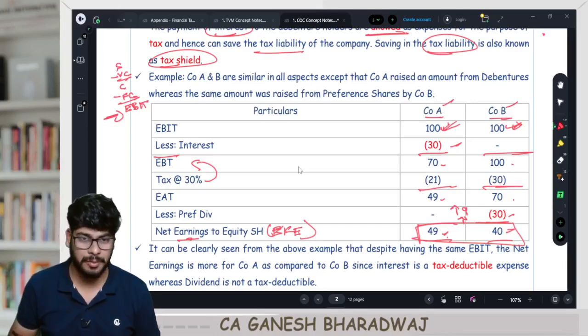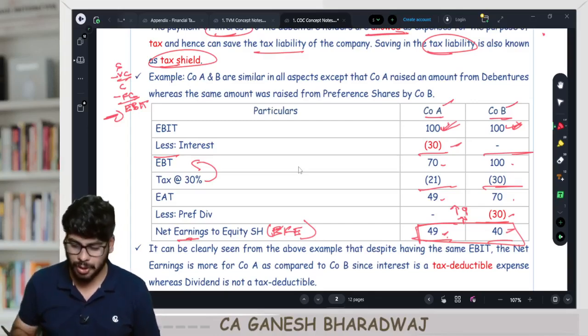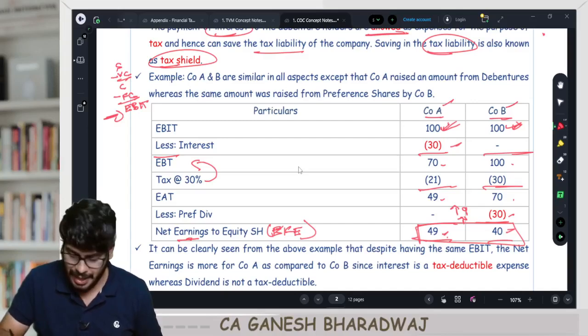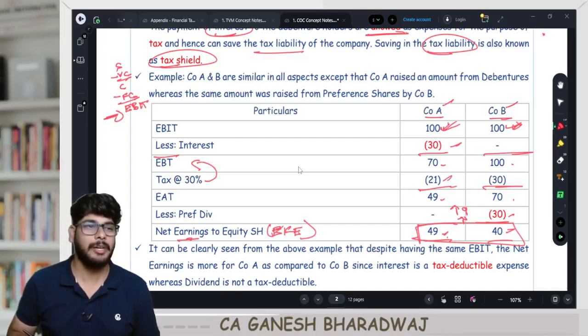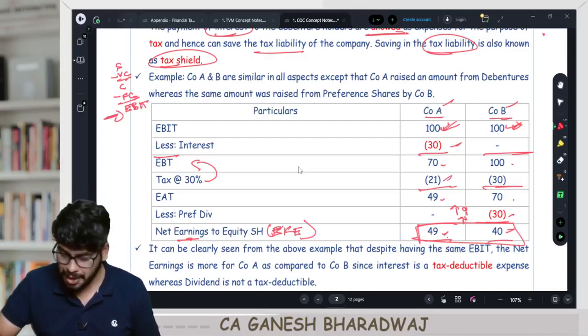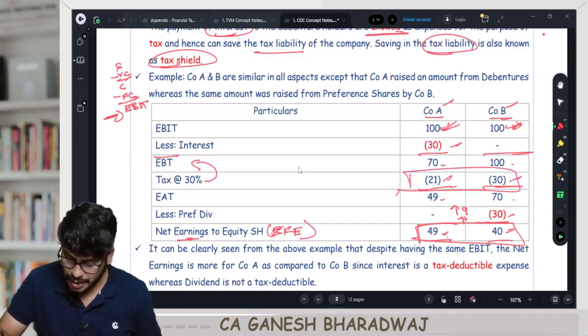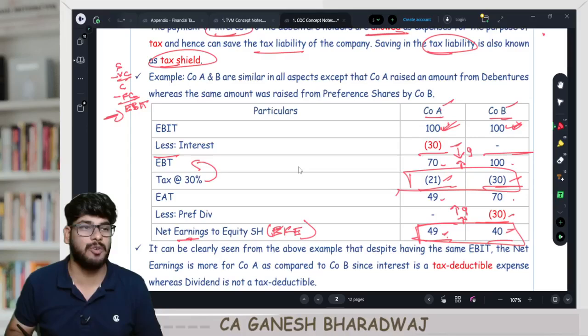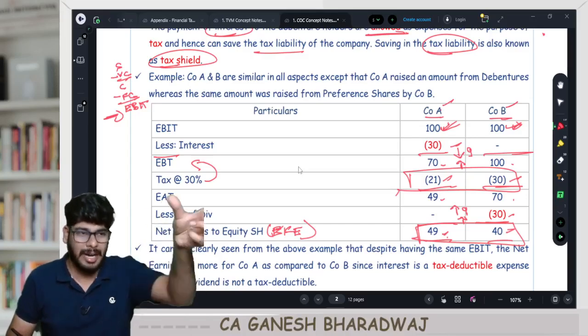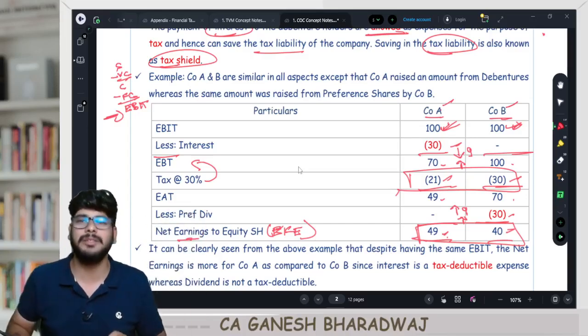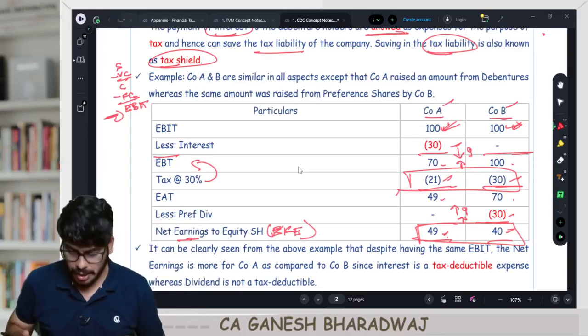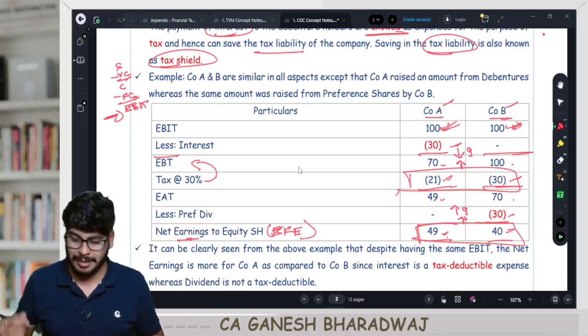How is this possible? This is because, if you notice, company A paid a tax of only 21 rupees, whereas company B paid a tax of 30 rupees. Now, seeing the difference in tax, company A ended up paying lesser tax to the extent of 9 rupees. Lesser the tax amount or lesser the cost, more will be the profit. Sir, then why did company A pay lesser tax?